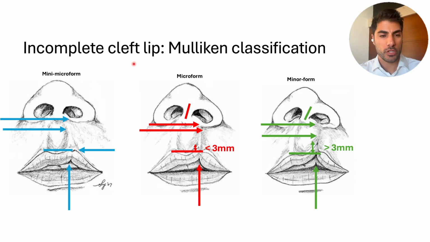So first, let's just refresh our memory. The mini microform is where the notch or the difference in height between the cupid's bow peaks is still the same, so no difference in height, just a small notch here in the vermilion. We start to have the columella slightly fade away, and then in the microform, we have a difference in height, but it is less than 3 millimeters. The other deformities are more exaggerated, and in the minor form, finally, the difference is more than 3 millimeters, and we have all of the other deformities even more exaggerated.